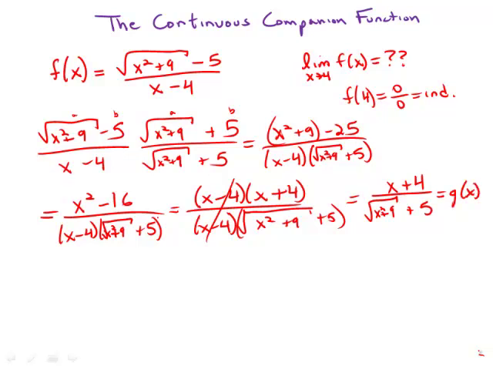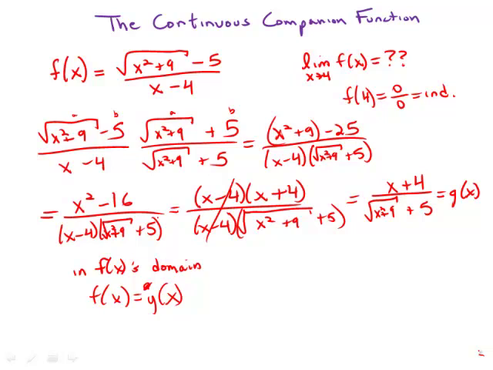Now, g of x is a function that has a domain of all real numbers. It's defined everywhere. So what is g of x's relationship to f of x? g of x is the continuous companion function. And what that means is, in f of x's domain, everywhere where f of x is defined, then f of x equals g of x. They are identical wherever f has a value.